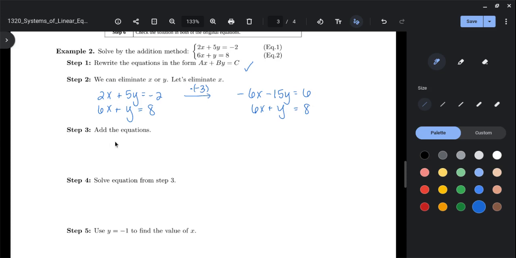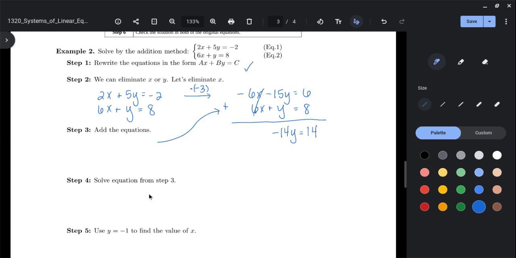In step 3, we're going to add the equations together. So I'm just going to go ahead and do that here, where we found them in step 2. So when I add them, -6x plus 6x, that cancels out. We get 0. And then we have -15y plus 1y, which is going to be a -14y. And then 6 plus 8, which is going to be +14.